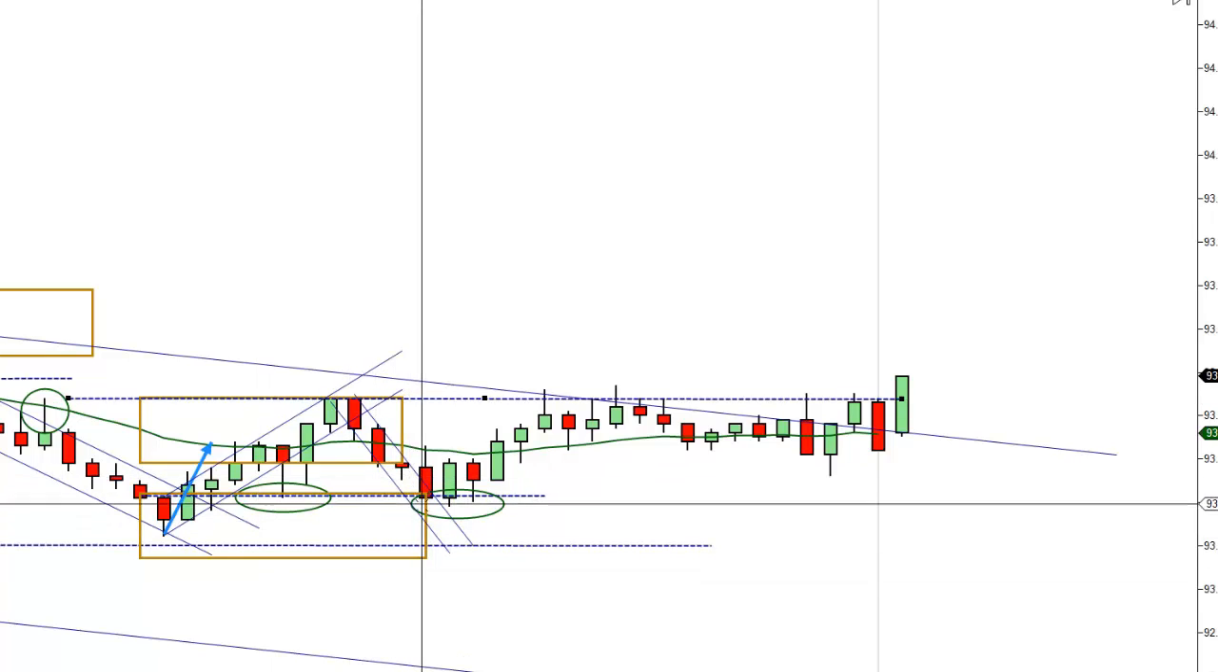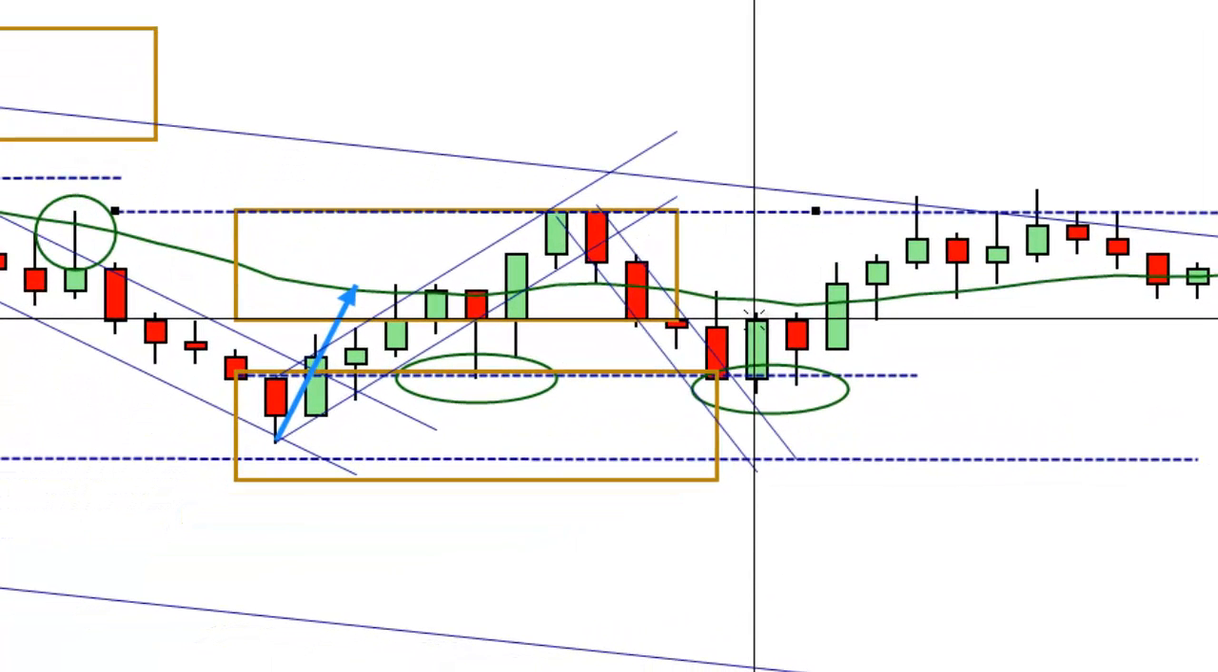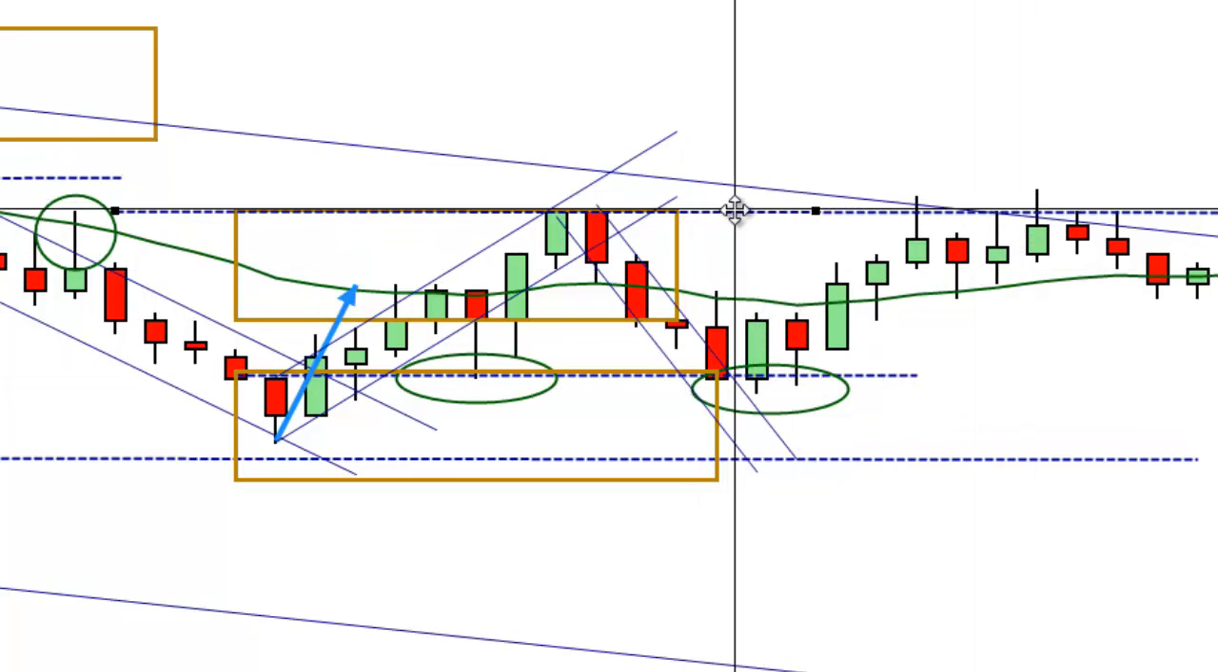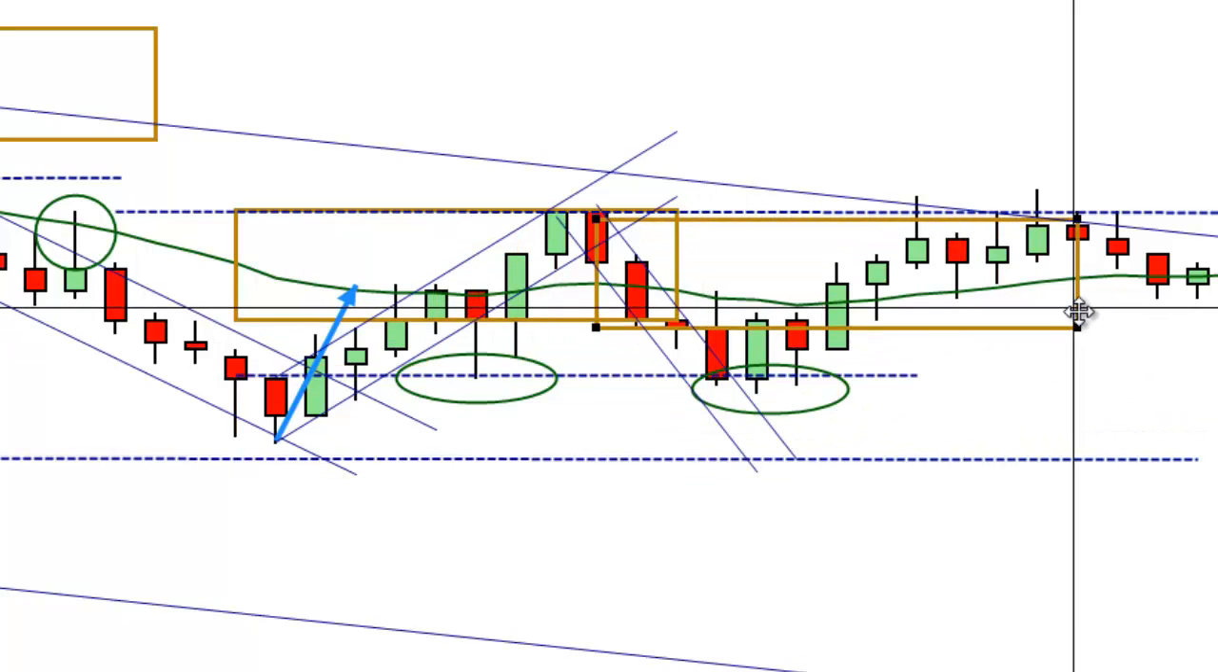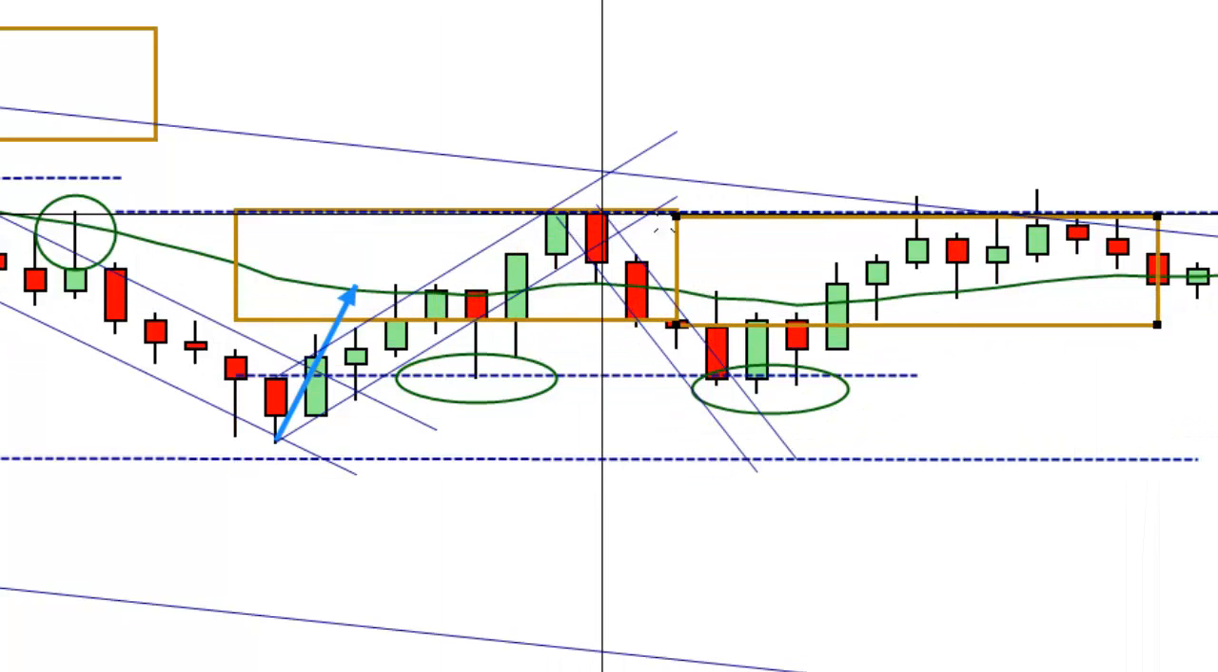It broke the trend channel here, closes outside the channel, pulls back, and that's long. Now, again, not a lot of room to get out. That means that when you put this trade on, you want to make sure that your target is below this.